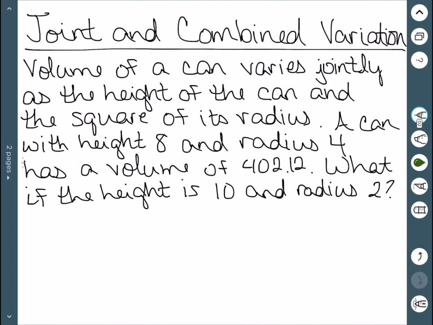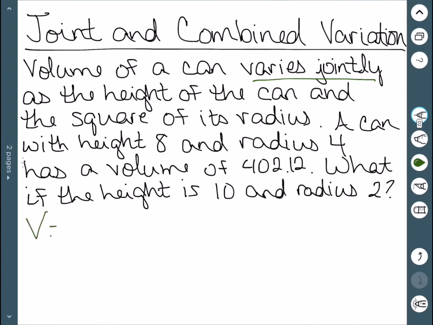of the can and the square of its radius. A can that has a height of 8 and a radius of 4 has a volume of 402.12. And we want to know what happens if we change the height to 10 and the radius to 2. This time we have this word varies jointly. And essentially all that means is a double direct variation.